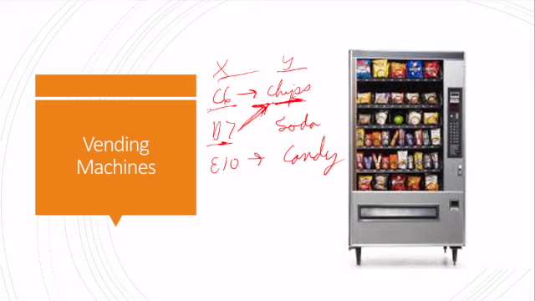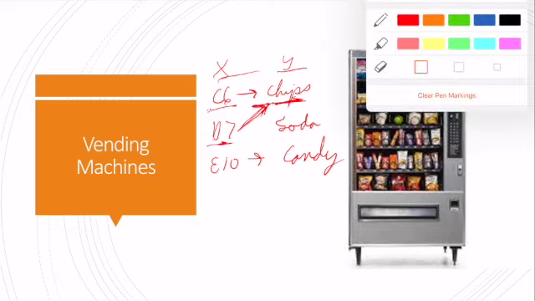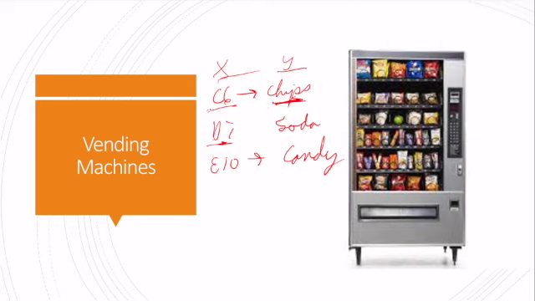When this vending machine wouldn't work is this. What if I had C6 going to both chips and soda? If I push C6, am I getting out chips? Am I getting out soda? I don't know, right? This is not a function because this one x value has two y values. So keep that in mind as we go on in this section.